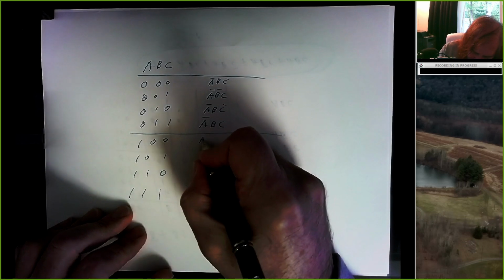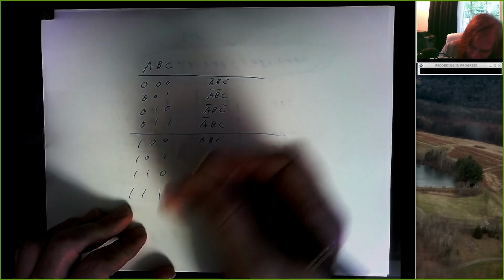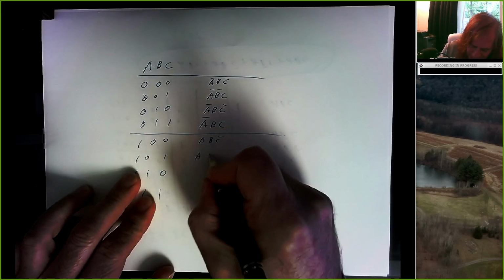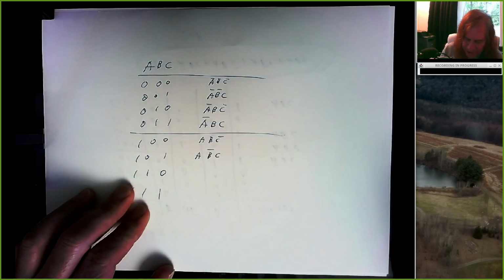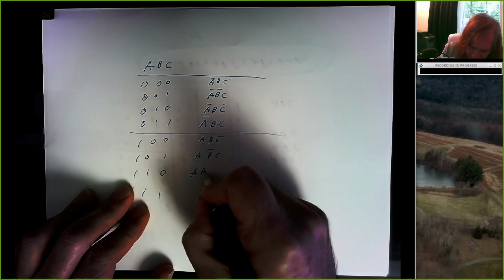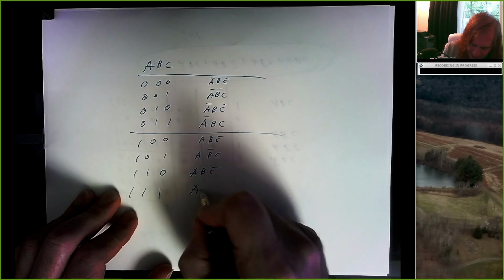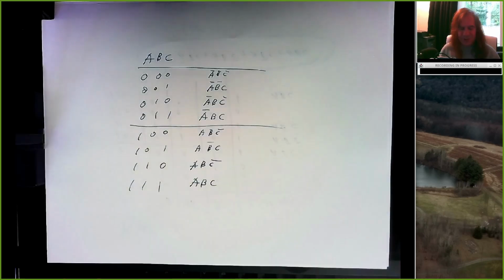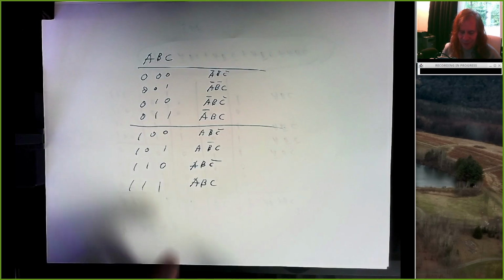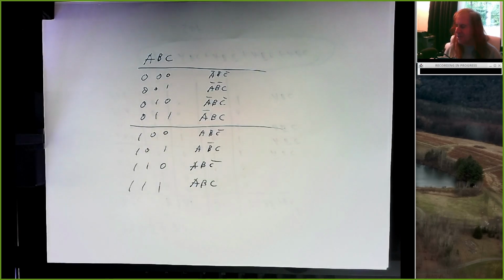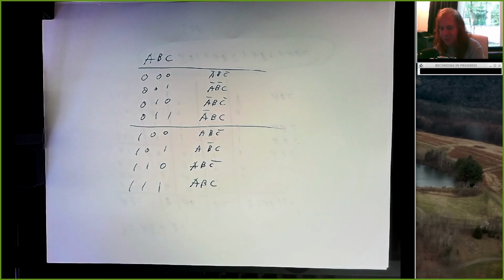And so we can do this for all 8, but we don't need this table if we know the rule. Just write A, B, C. If there's a 0, put a bar on top. And then this last term, we write A, B, C. Well, there's no 0, so there's no bar on top of any of these. And so these are the product terms corresponding to each row of our truth table.